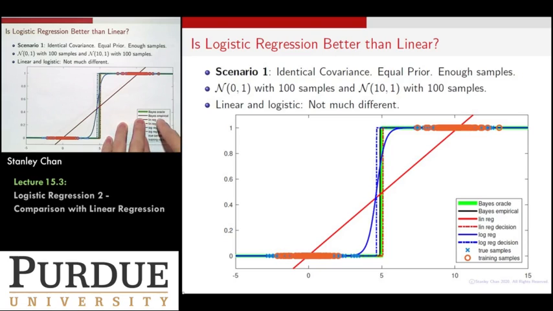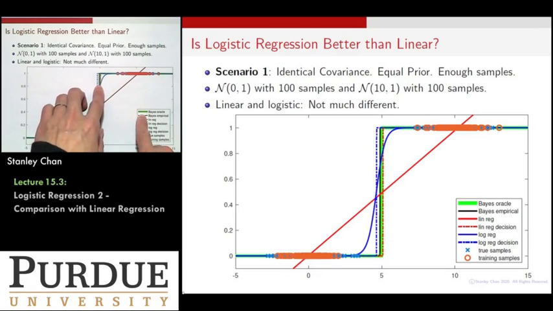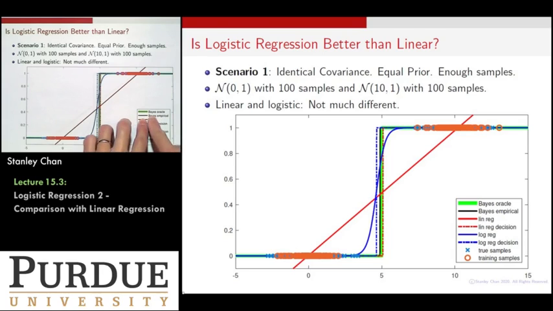The black line is the Bayesian empirical. Bayesian empirical means that I look at my orange data points, I calculate the mean, I calculate the covariance, and then I estimate them. So I have an estimated line. Now, in this case, the black line is pretty close to the green line. That means your estimated Bayesian is pretty close to the oracle.